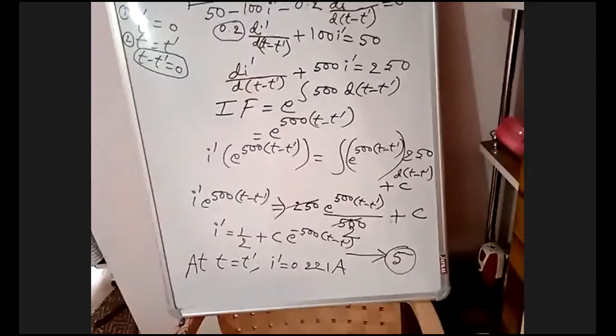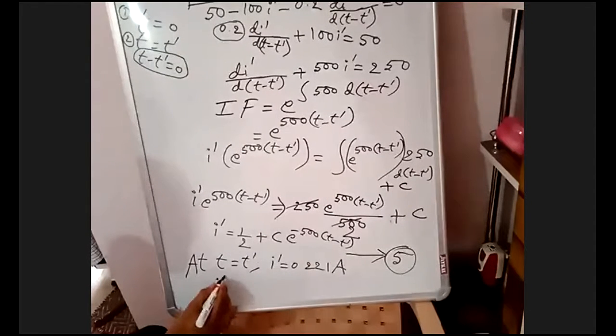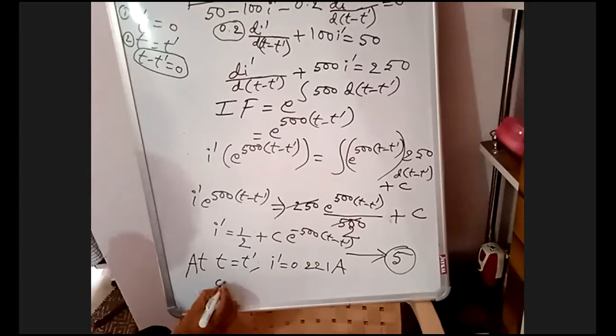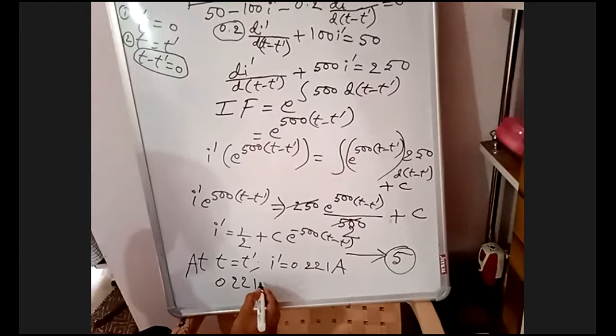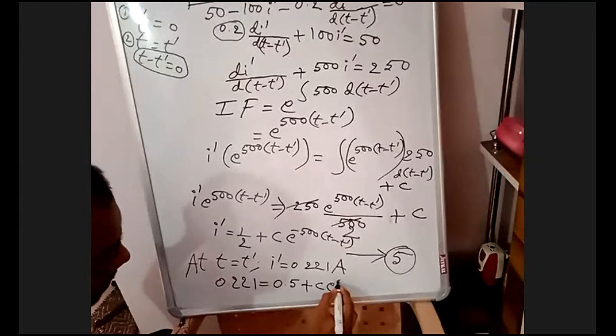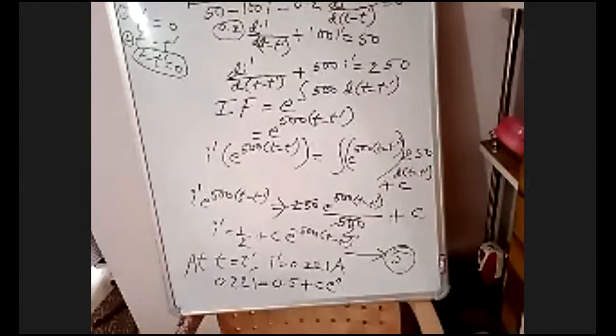Now substitute the initial condition. Here substitute t is equal to t dash. Your I dash is 0.221, that is equal to half, means 0.5, plus c into e power 0. In place of t substitute t dash. T dash minus t dash is 0, e power 0. Now what is the value of c?